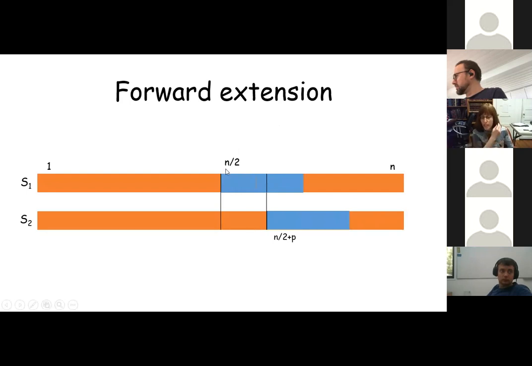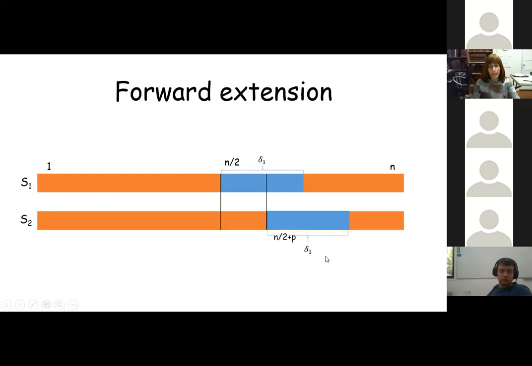We're looking for things that cross the midpoint. So we start inside out from the midpoint. We compare n over 2 to n over 2 plus p moving forward, and we see how long we can match. Let's call that delta 1. Then we look in reverse and ask how long we match backwards, and we call that delta 2.